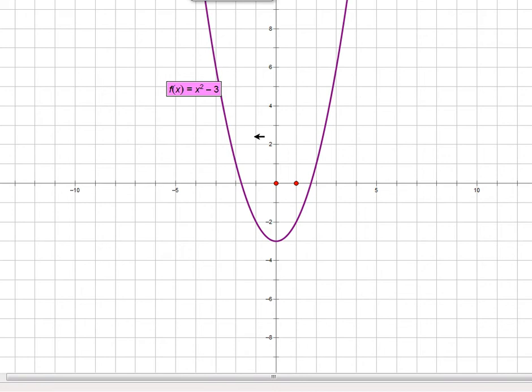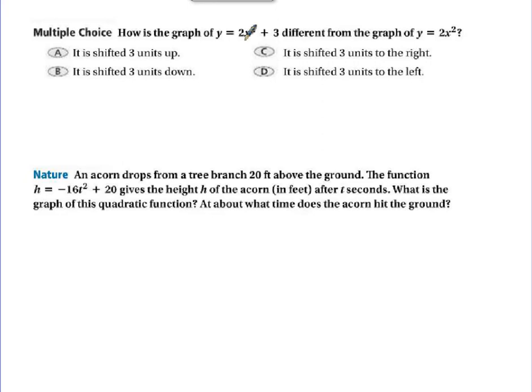That's it. Okay. So I'm shifting up and down when I have something outside, when I have something trailing that x squared term. Okay? So let's go back to the notes then and take a look at these two equations. We have 2x squared plus 3, and we have 2x squared. Where is the vertex here? At 0, 0. Where is the vertex here? So what happened to my original parabola after I added that 3? I shifted 3 units up. That's right. So the answer must be A.